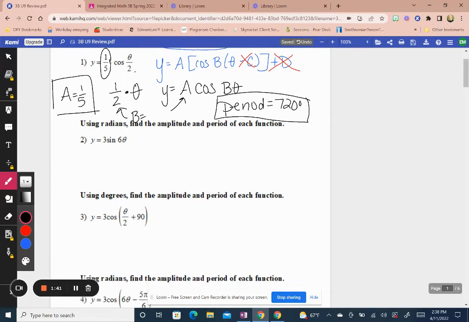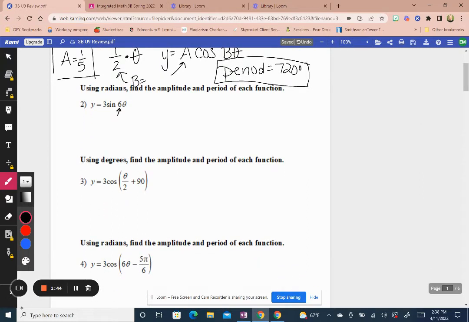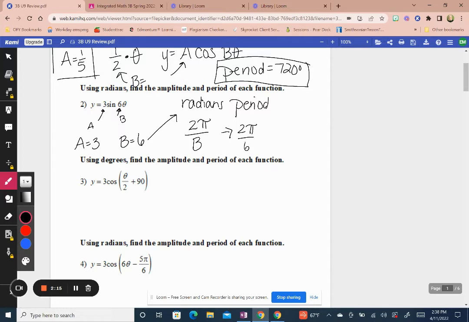Okay, let's take a look at this one. This one's a little bit easier to see, right? Because there's no fraction, that's going to be your B. This is going to be your A. So your A is equal to 3. B is equal to 6. Okay, stay with me here. For the radians, period is going to be 2 pi divided by b. b is 6. 2 pi divided by 6. I can divide both top and bottom by 2, so that reduces it to pi over 3, and that's my period.